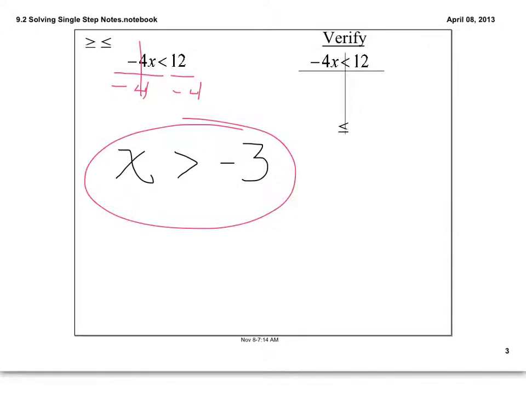So -2, 0, 14, all of those are bigger than -3. So if you go into this verify section and take -4 and multiply by a number bigger than -3, which -2 would be, that needs to be less than 12. Notice that we went back to the original expression. So -4 times -2 is -8, which is less than 12. So this works.